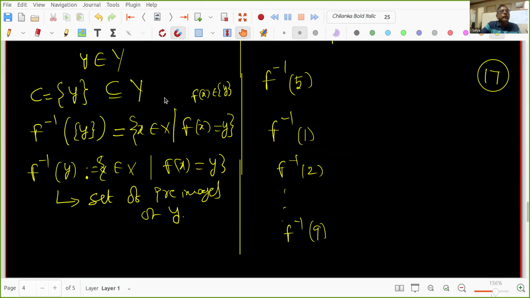Komalpreet? Yes, sir. F inverse of 5 will be all the students of G3 who are in breakout room number 5. Okay. Can I ask one question? Will Utkarsh be in the inverse image of 5? No.